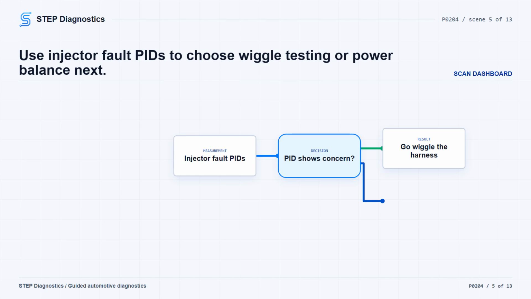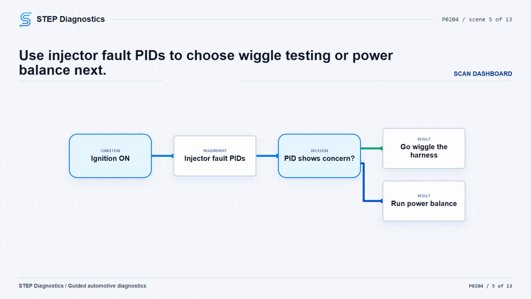Next, turn the ignition on and look at the PCM fuel injector fault PIDs, including the individual injector fault PIDs and the INJF mode PID. If the injector fault PID shows a concern, move straight to the harness wiggle test. If it does not show a concern, use the power balance direction next.